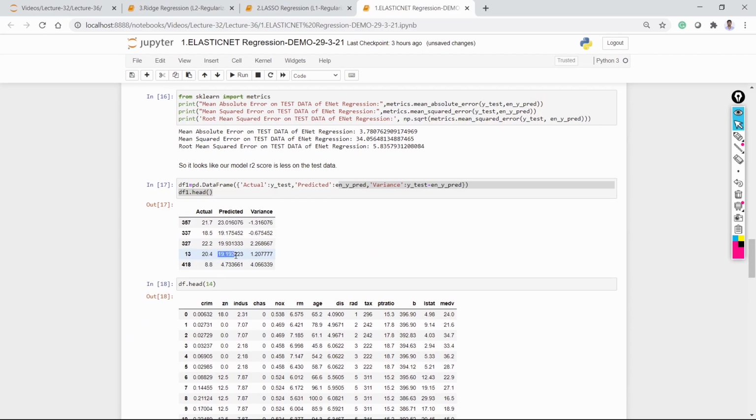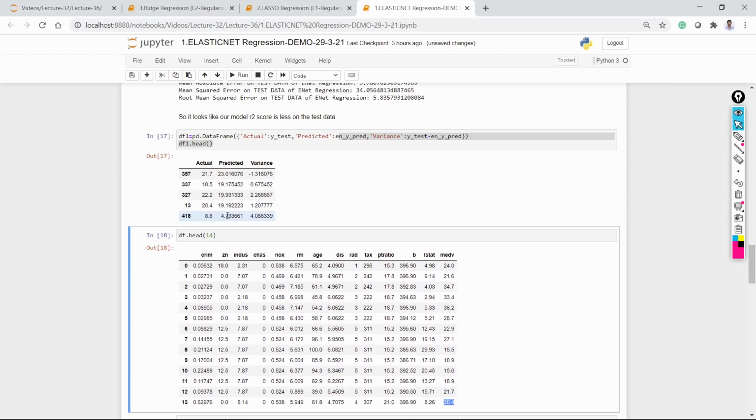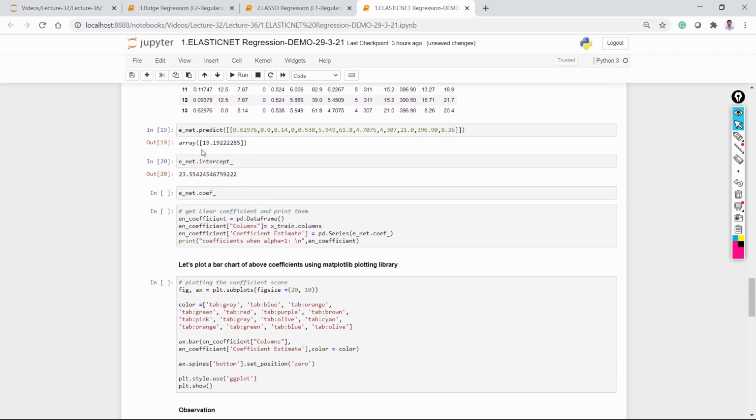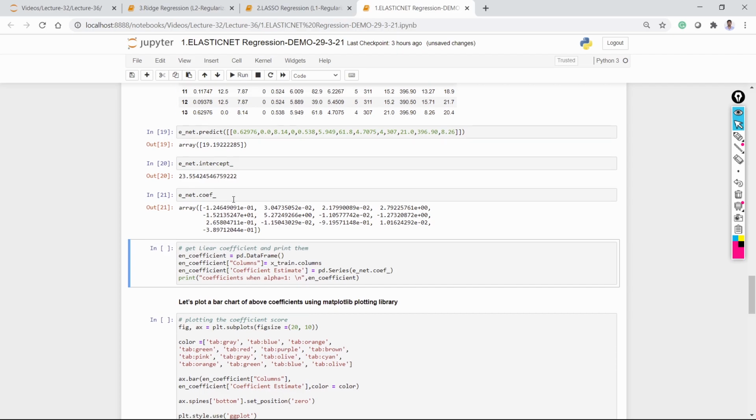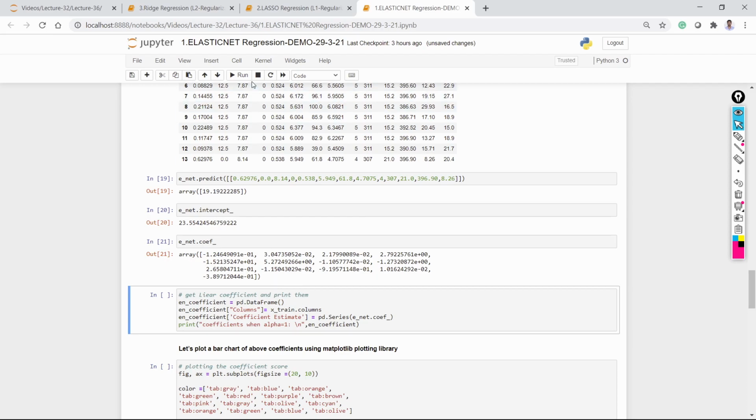See, 19.19, when the actual value is 20.4. The target variable at the 13th index has the actual value 20.4, and our model predicted 19.19. So the difference is 1.20. This is my intercept value and these are my coefficient values. However many inputs there are, that many coefficient values will exist.